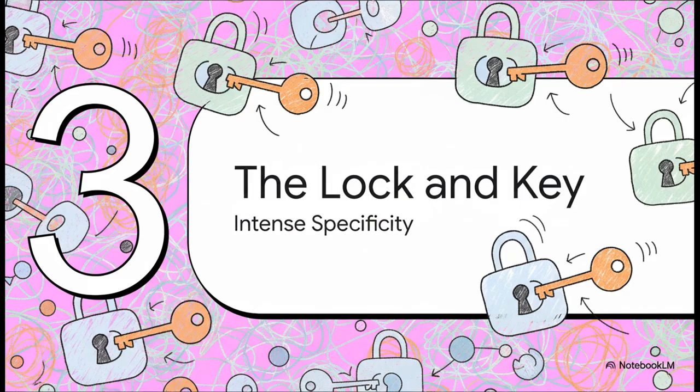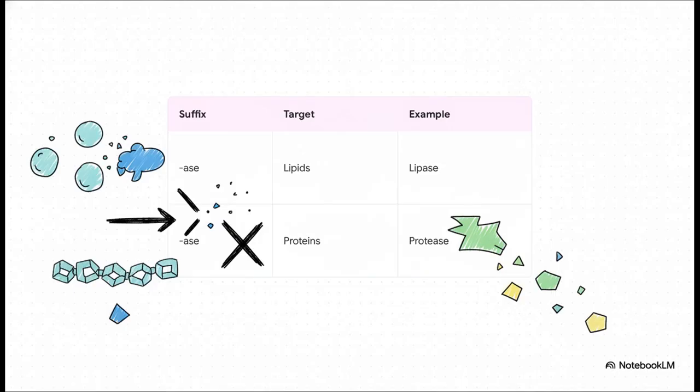Section 3. The lock and key. So how do they know which of the millions of cellular reactions to trigger? It all comes down to intense specificity, which is beautifully reflected in their scientific naming convention. Notice that ASE suffix we've highlighted? Whenever you see a word ending in ASE in biology, you are almost definitely looking at an enzyme. And the first part of the word? That tells you its exact target. For example, lipids, or fats, are broken down by lipase. Proteins are broken down by protease. They don't cross over. A protease will completely ignore a lipid.